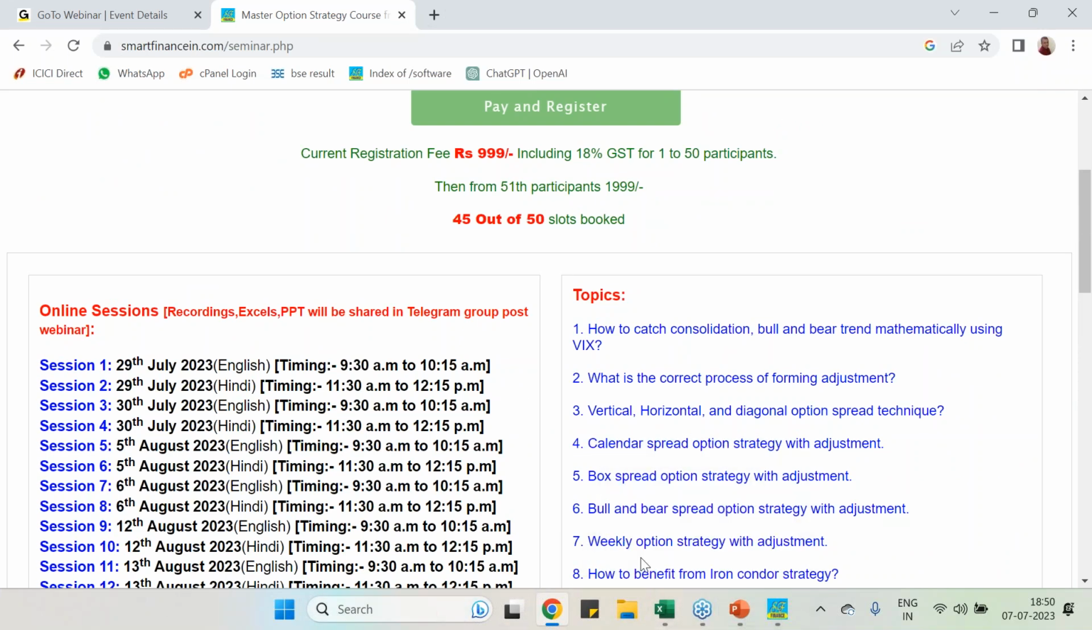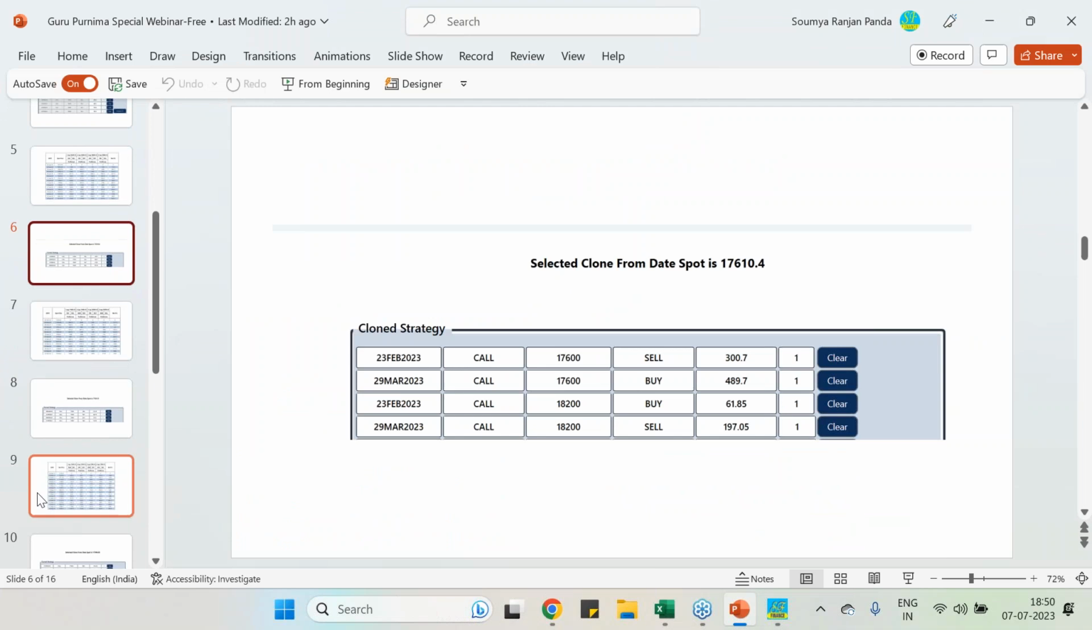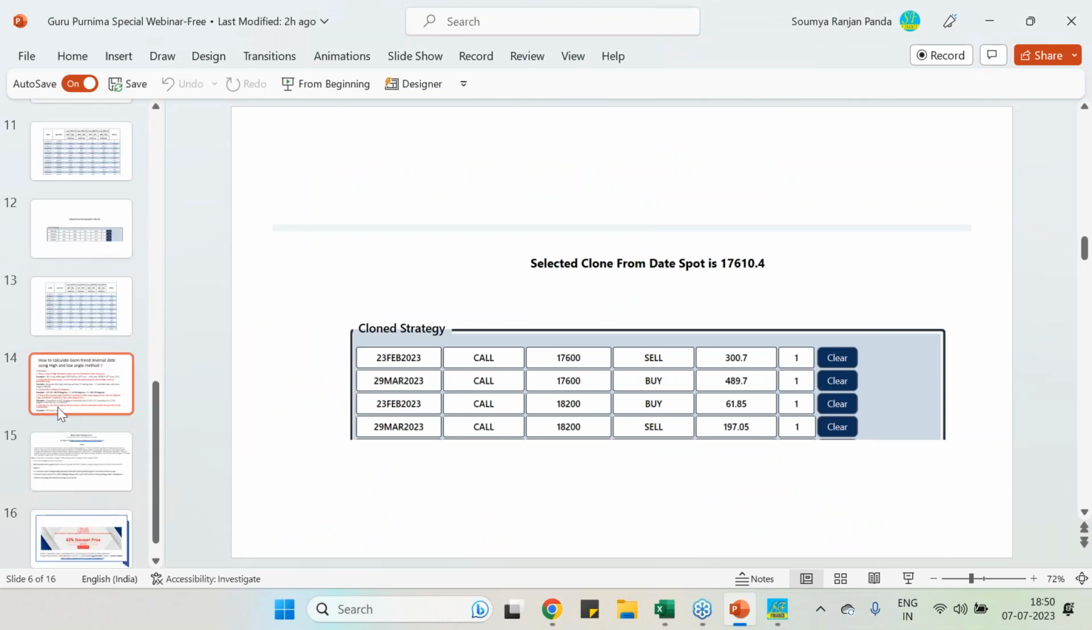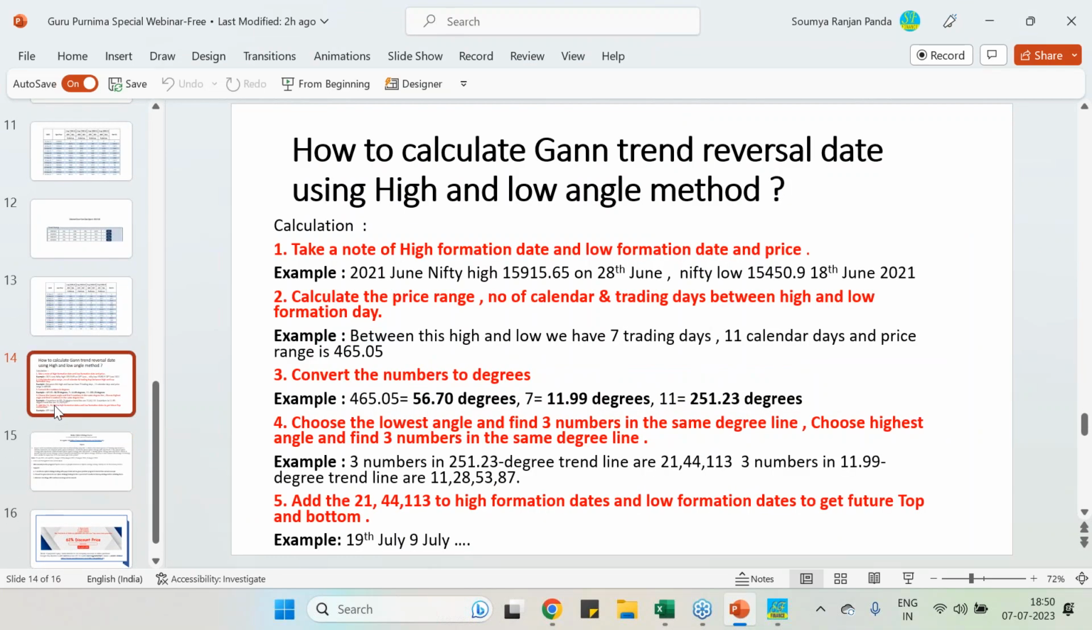Now going to the next part of my presentation, Gann trend reversal date. Gann का trend reversal date कैसे निकाले. So those who are the members of the group, I have told you, Gann में trend reversal date निकालने के लिए pressure date, trend reversal date, trend change date, Gann date, बहुत सारा नाम है. Lot of names are there.